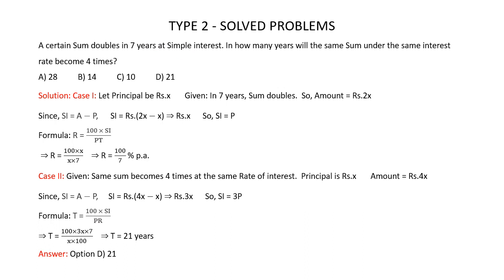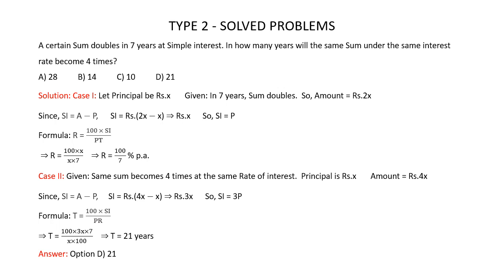Now we do not know what the sum is, that is, we do not know what the principal is. So let's assume that the principal is rupees X. Now it's given that in 7 years the principal doubles, which means the amount is rupees 2x. Now if principal is rupees X, then the amount can be rupees 2x only if the simple interest is also rupees X. So simple interest is rupees X.